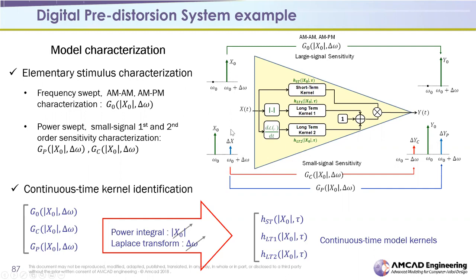Now for the second path, I use two or three tones. Let's say I use two tones. It's similar, but there are some technicalities between them. So we use a two tone, and with the two tone, what I extract is what we call the conversion gain and the parametric gain. And with that, with the two kernels plus the short-term kernel, we are able to extract a low and high frequency memory effect model.